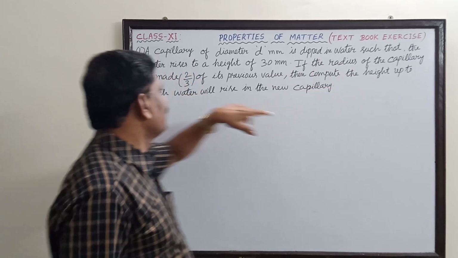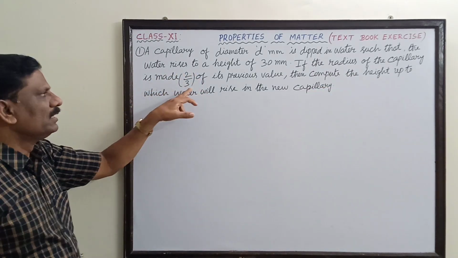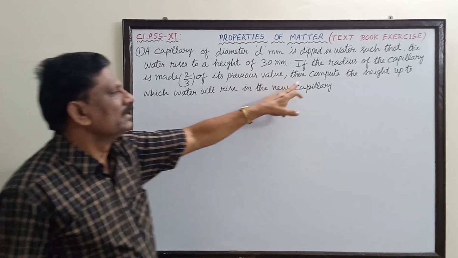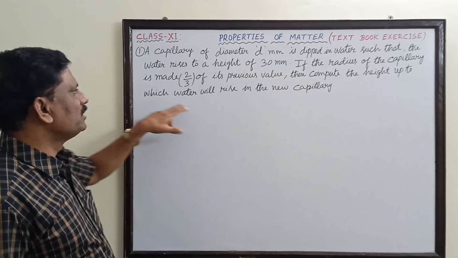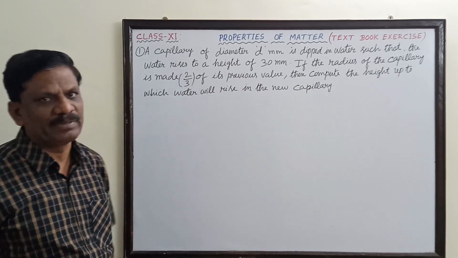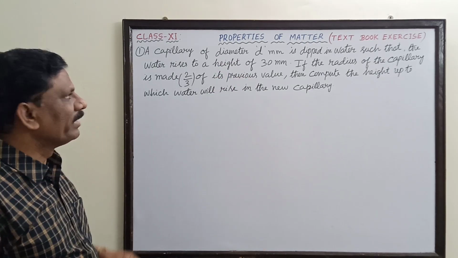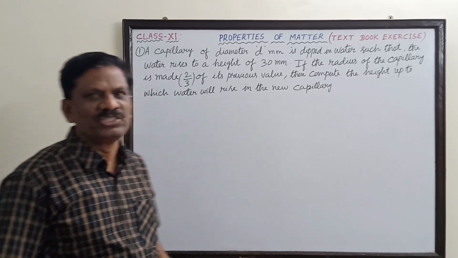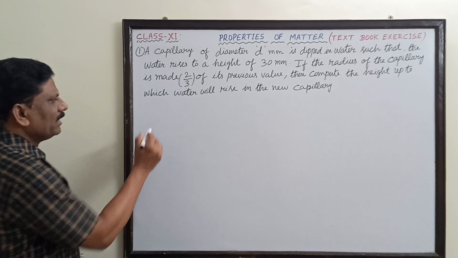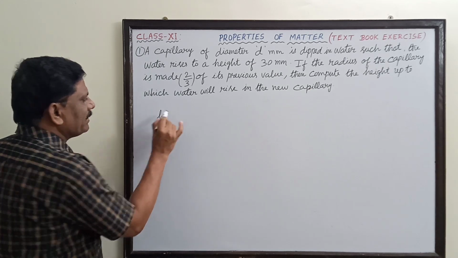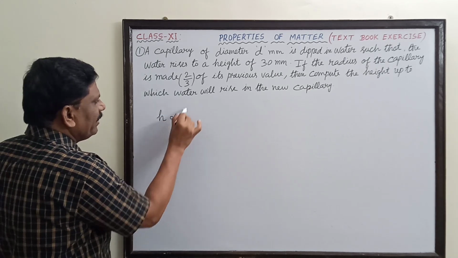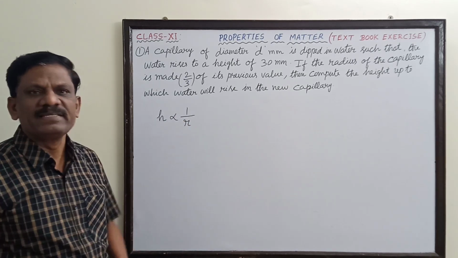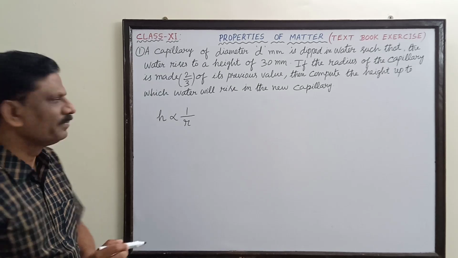If the radius of the capillary is made 2/3 of its previous value, then compute the height up to which water will rise in the new capillary. Now we have studied the capillary rise method to determine the surface tension of any liquid. In that we have derived that the capillary rise H is inversely proportional to the radius of the capillary. So H is inversely proportional to R.